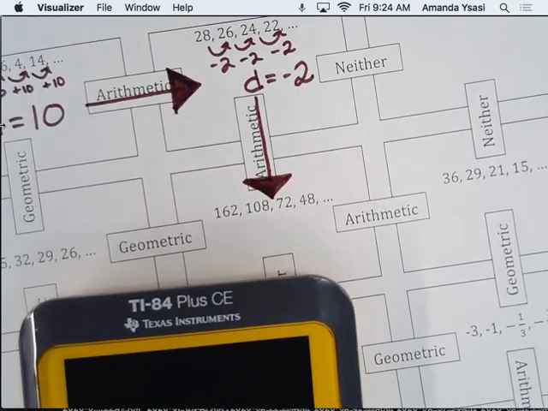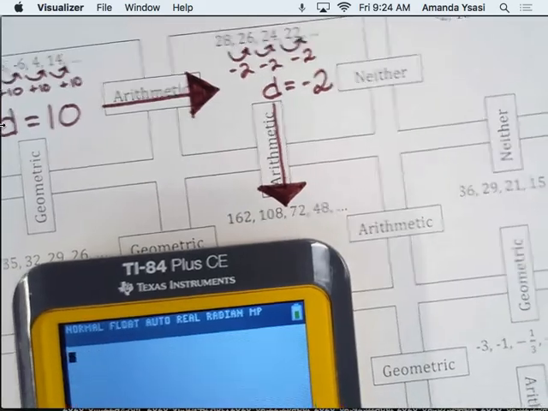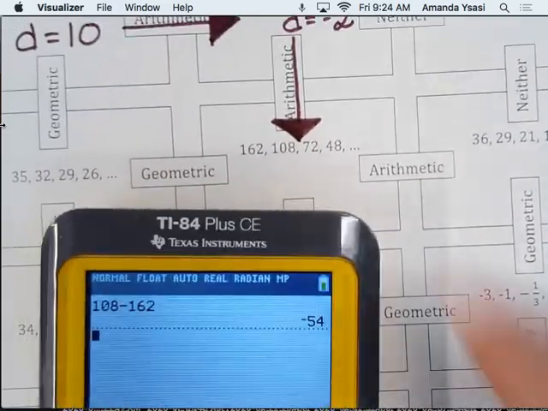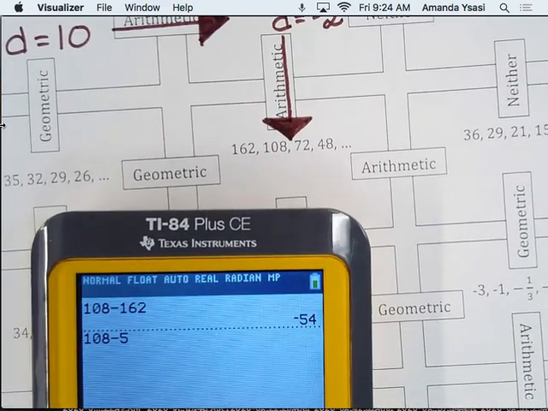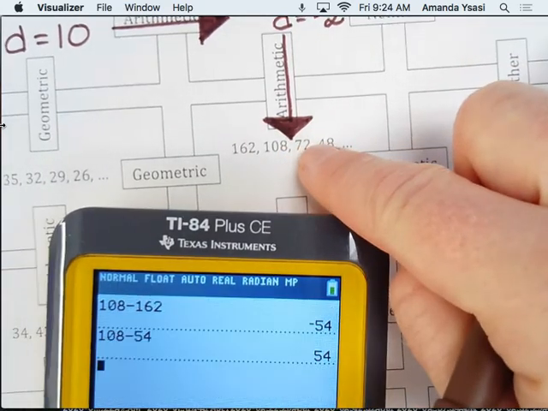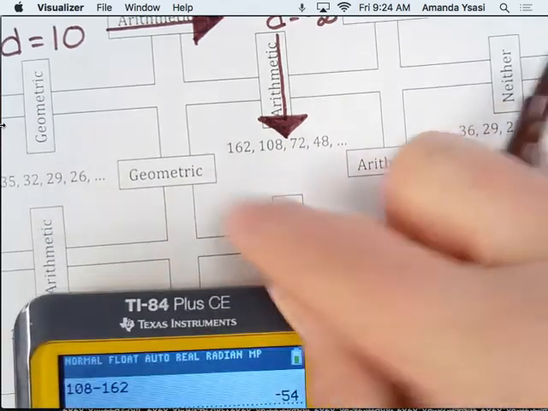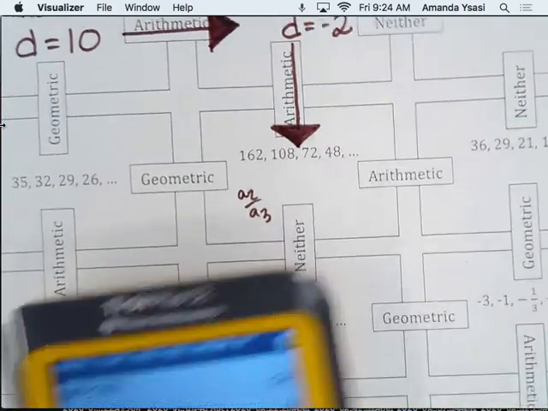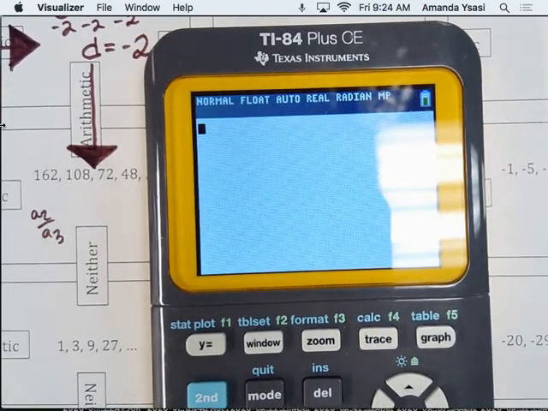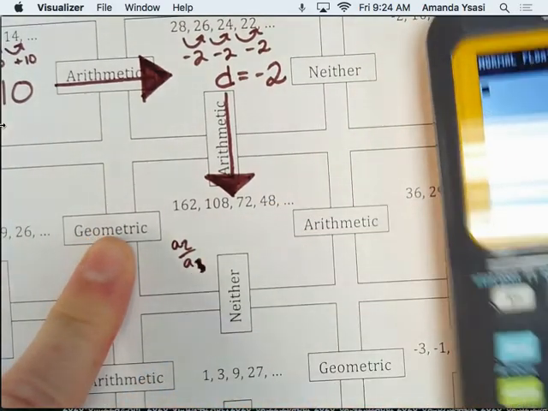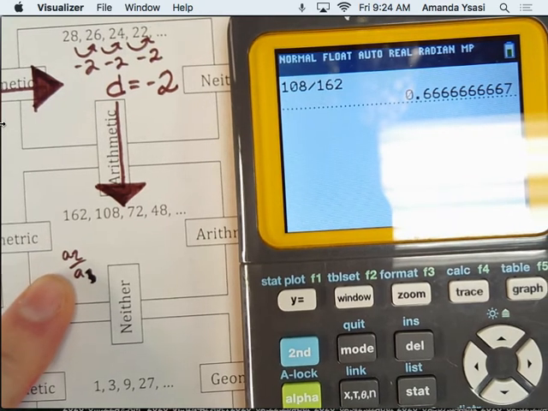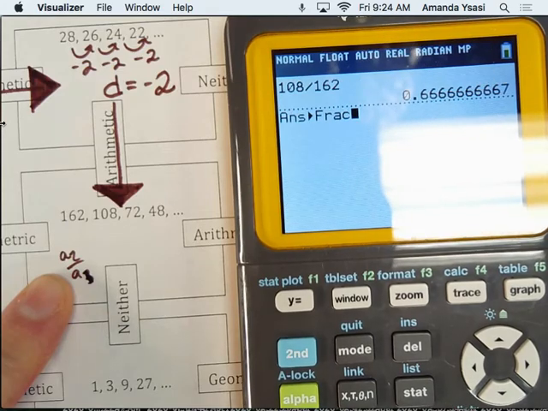Okay, 162, 108, 72. If we subtract, what would that be? I would do 108 minus 162. So let's say minus 54. So let's see if the next one's like that too. 108 minus 54 is 54, but it's supposed to be 72. So it's not arithmetic, so it could be geometric. To do geometric, you would do A2 divided by A1. Sorry. So it'd be 108 divided by 162. Let's put that as a fraction, two-thirds. So we need to see if that's the case on each one.